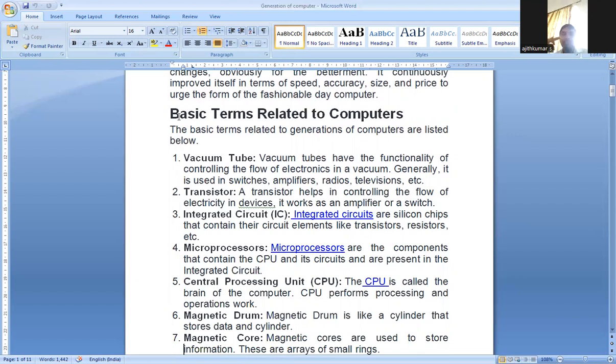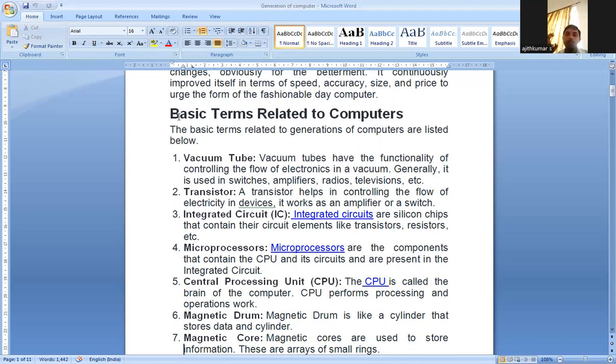Then next we see about transistor. What is transistor? It helps in controlling the flow of electricity in devices. It works as an amplifier or switch. Then next, integrated circuit, that means IC. It is silicon chips that contain circuit elements like transistor, resistor, etc.